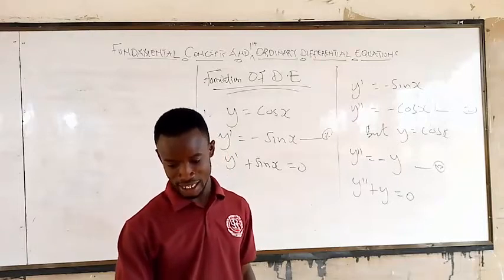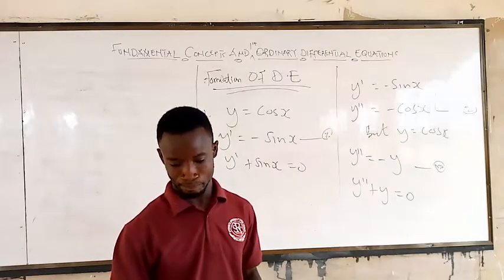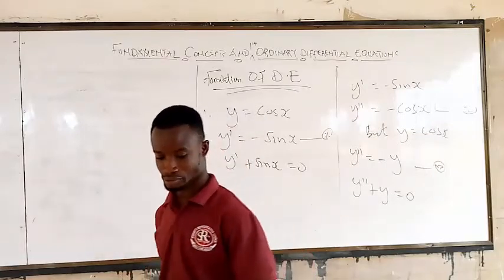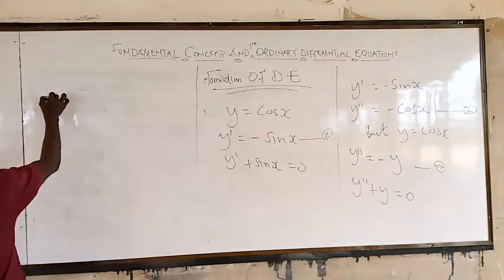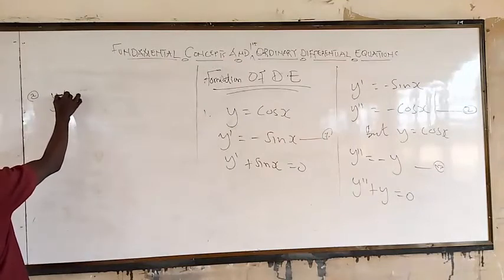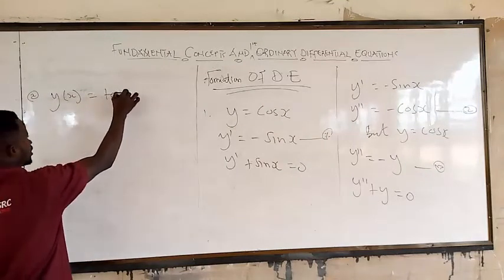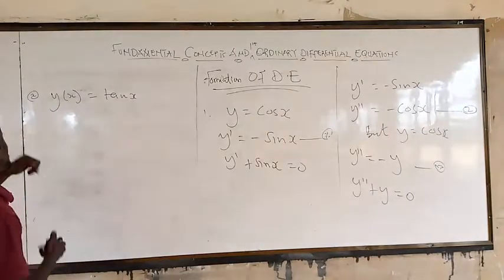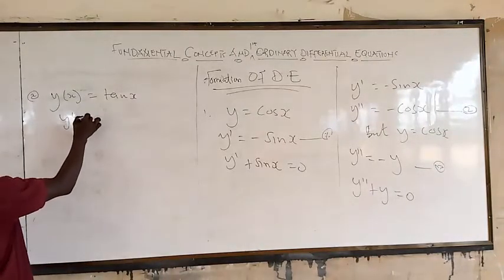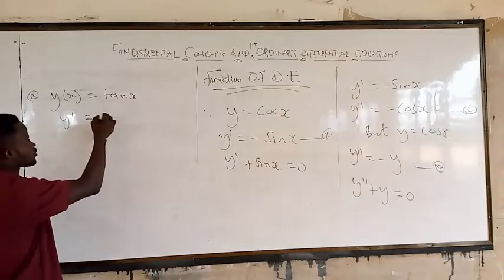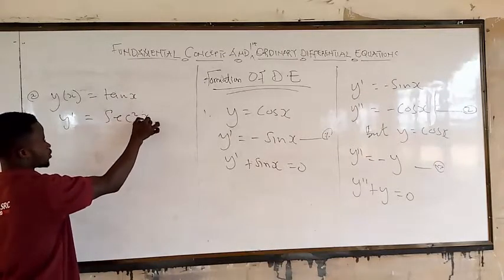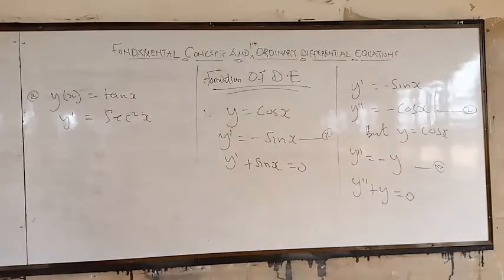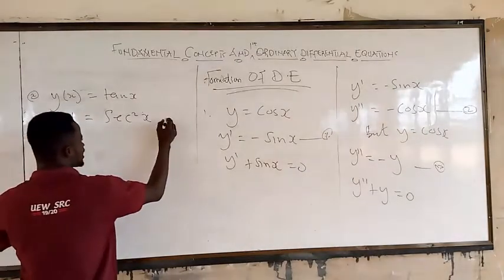Alright, so let's look at something like this. We can also get something like, let's see, y of x is equal to tan x. To differentiate this, you get y prime is equal to what? Differentiate tan, you get sec squared x. You get sec squared x, right? Okay, look at something here. So for first order, we get this.